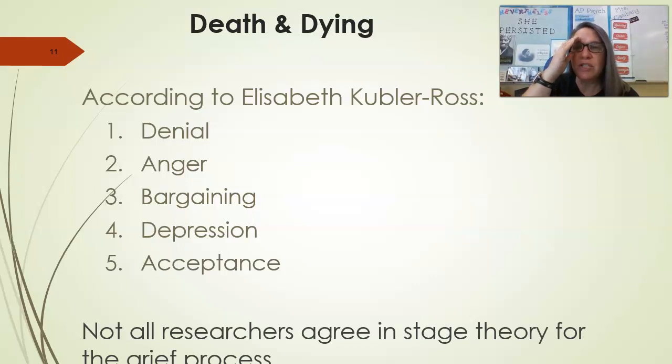Not all researchers, not all psychologists agree with this stage theory for the grief process. Other people say that you don't have to go through these stages in order, that they could happen randomly, that maybe you would skip a stage and move on to the next stage. So there is some disagreement and some criticism of Kubler-Ross's idea of the stages of grief. And there is a video that I am going to show you that should help you remember these stages, because obviously you do need to remember them.